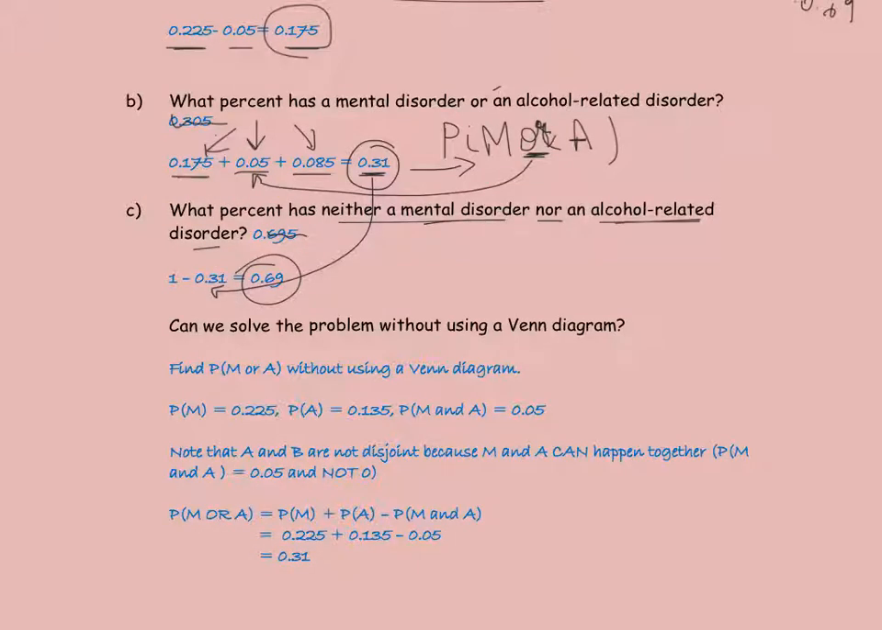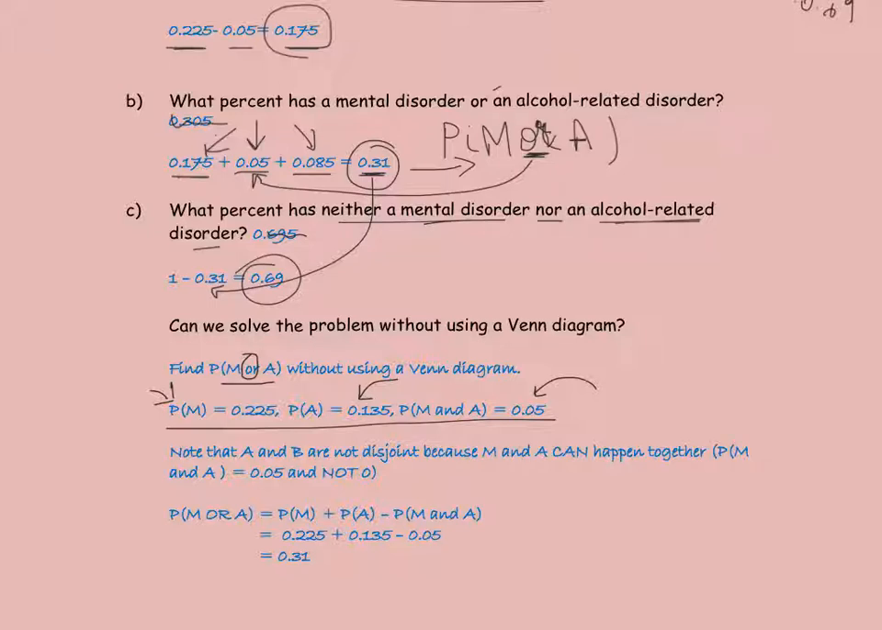Now, in the first part of the question, we found the probability of mental disorder or alcohol related disorder, so M or A. And we used a Venn diagram to answer that question. Now, is it possible to solve this problem without the Venn diagram? So let's see. Let's first list all the probabilities. So probability of mental disorder is 0.225, that was given to us. Probability of alcohol related disorder is 0.135, that was given to us. And the probability of both, which was 0.05, was also given to us.